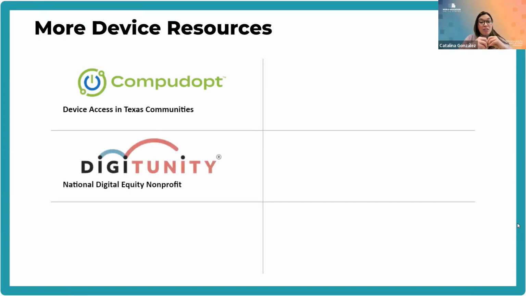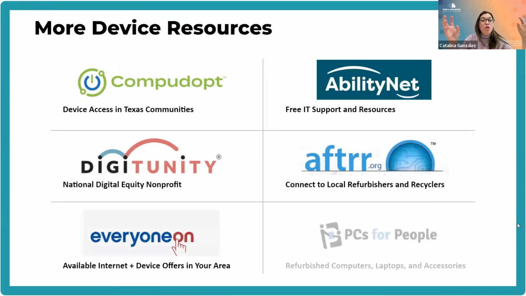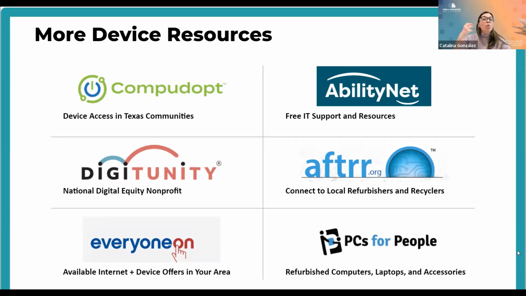Everyone On and PCs for People are also 2 big resources, and they provide computers for individuals. Digitunity is more for organizations. So this could be more an opportunity for your program, for example, to partner with them and see what refurbishers are working in your community that can provide refurbished computers to your program. And then AdultEdMed, I want to emphasize this again. Many of our adult learners may have disabilities or may have family members that are dealing with disabilities. AdultEdMed provides information about resources available for accessibility.